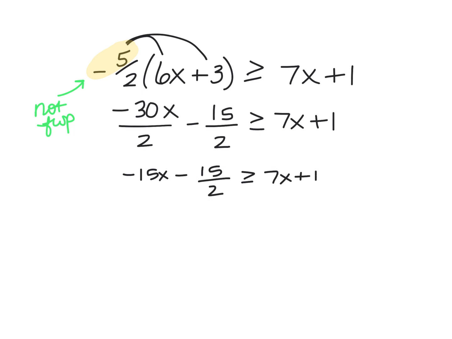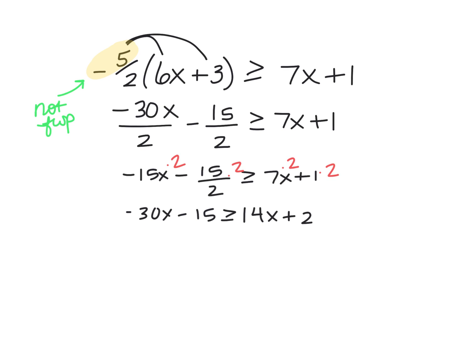Remember that we want to get rid of fractions here. So take a second to think about what that step should be. All right, so I'm going to multiply everything by 2. This is going to give me negative 30x minus 15 greater than or equal to 14x plus 2.